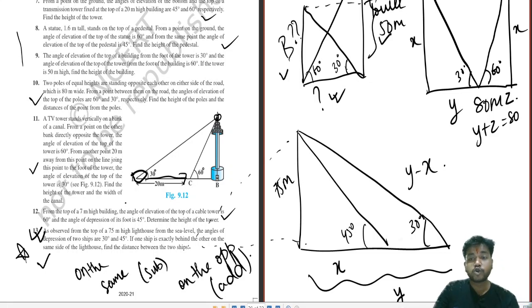So after that we'll move to the next chapter. That means English, Hindi, next chapter. English, Hindi, next chapter. Okay?